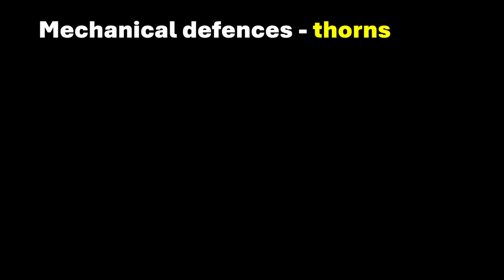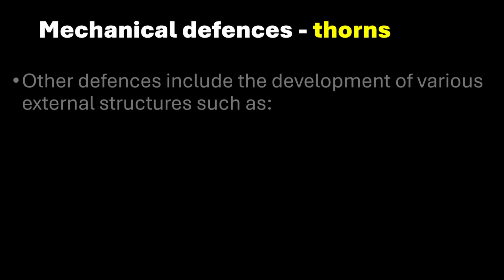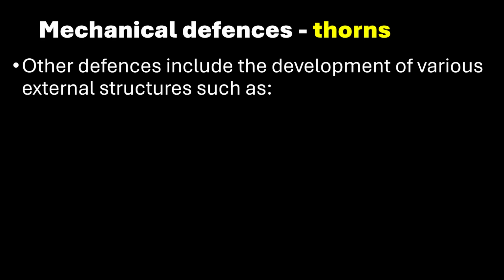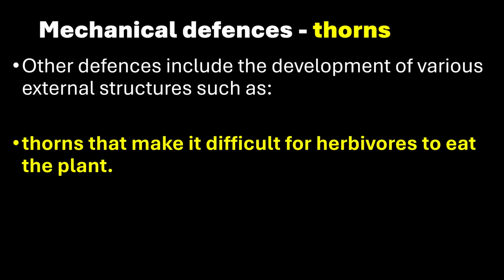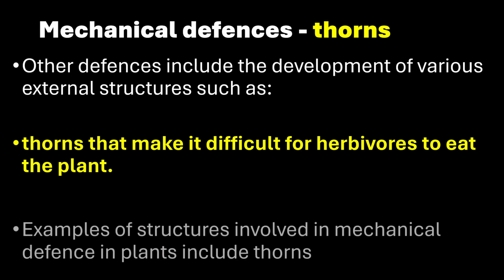The second defense mechanism is actually mechanical. It involves the use of thorns, and it is a vital evolutionary advantage. And it deals with the external part of the plant, developing external structures. So what happens is that thorns make it difficult for herbivores to eat the plant, even for humans to disturb the plant. The thorns can actually do that.